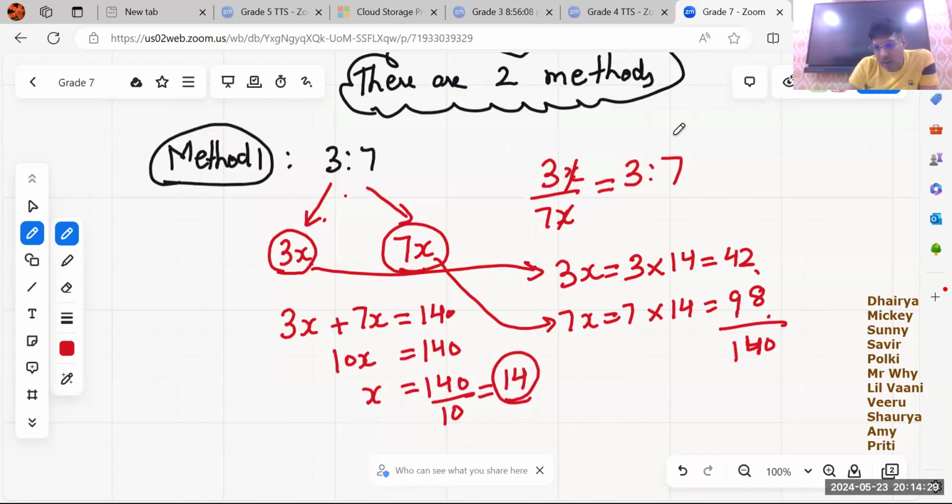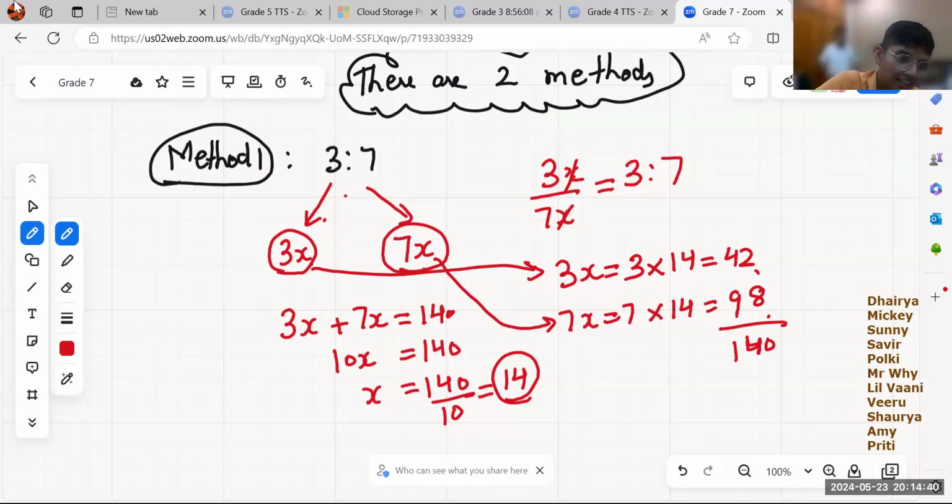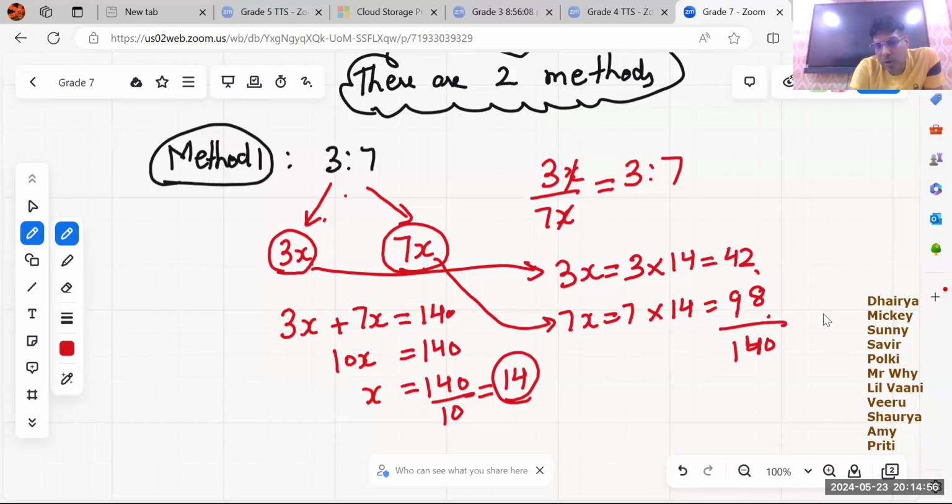This is method 1. So Shaurya, you are new to the class. You have not done this before. Have you understood this? If not, you can ask me again, beta. I'm understanding. Can you show one more question? I will explain one more question. Let us solve it. No, beta, let me explain one more question.